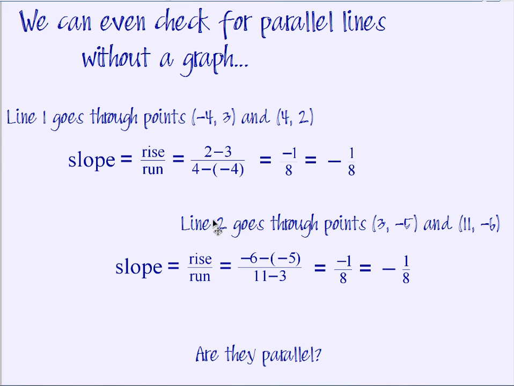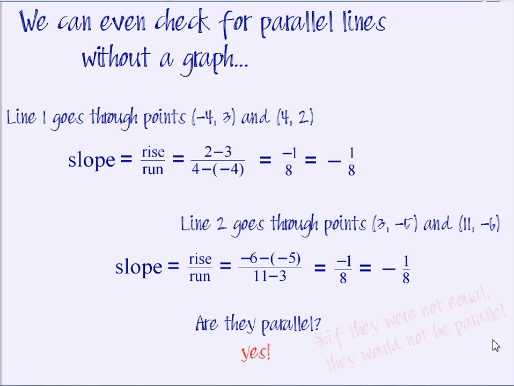What does that mean for their parallelism? I don't even know if that's a word. Anyway, are they parallel? You bet they are, because they have exactly the same slope. And no one can dispute that once I've shown that their two slopes are the same. Just a side note, remember, if the slopes are not equal, they are not parallel.